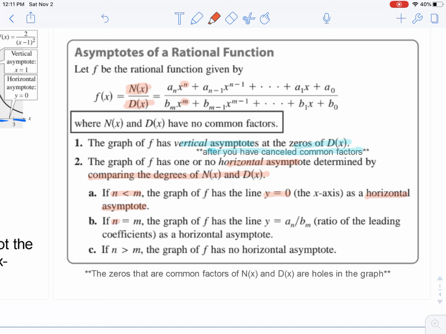If n equals m, so if the degree of the numerator equals the degree of the denominator, then it has a horizontal asymptote at the line y equals, and what this means is the ratio of the leading coefficients as a horizontal asymptote. And then the last case is if the degree of the numerator is greater than the degree of the denominator, that means it has no horizontal asymptote. So that's how we would calculate horizontal and vertical asymptotes.